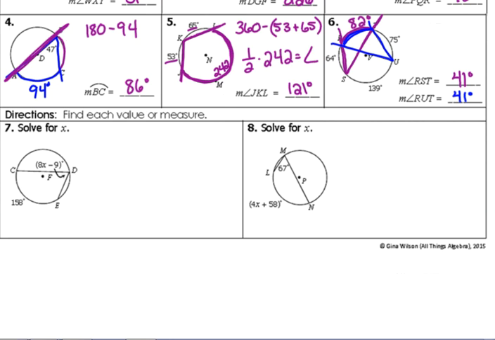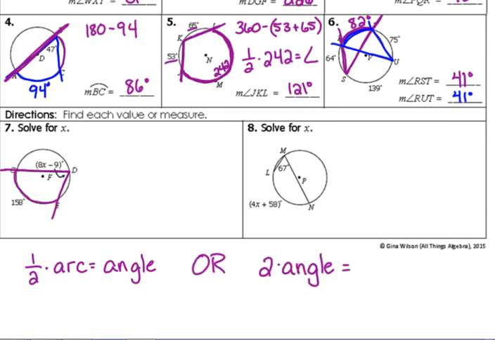Okay, number 7. Solve for x. We've got the angle is labeled as 8x minus 9. Let's trace it out and make sure, I mean, most of the time these are going to match up, but not all the time. Trace out that angle. It intercepts this arc. So there are 2 ways of looking at this. Either 1/2 times the arc equals the angle, or 2 times the angle equals the arc. It's the same relationship. I'm just moving where that number is.